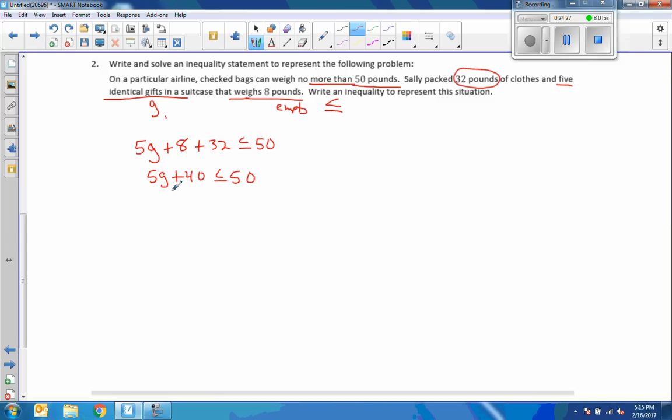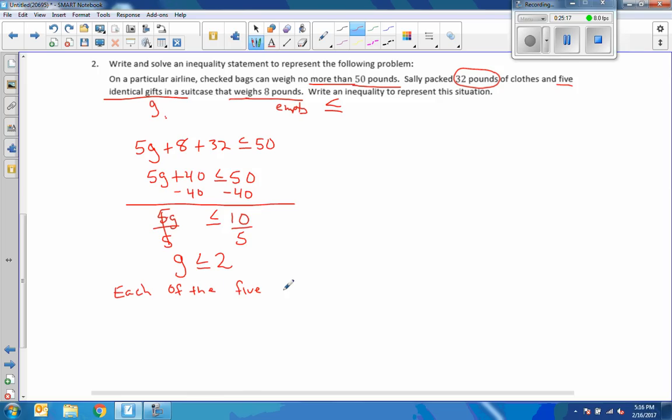Now we're going to do SATMAP again, which says to add, subtract first. We have addition. The inverse of addition is subtraction. So I'm going to subtract 40 from both sides. Okay, and I get 5g minus 0, which I don't need to write, and 50 minus 40 is 10. And I have 5 times g. The inverse of multiplication is division. So I'm going to divide by 5. And the 5's cancel. G is less than or equal to 2. The gifts cannot be more than 2 pounds. They can't be more, but they can equal 2 pounds. That's it. Okay? So you would say each of the five gifts can weigh 2 pounds or less.